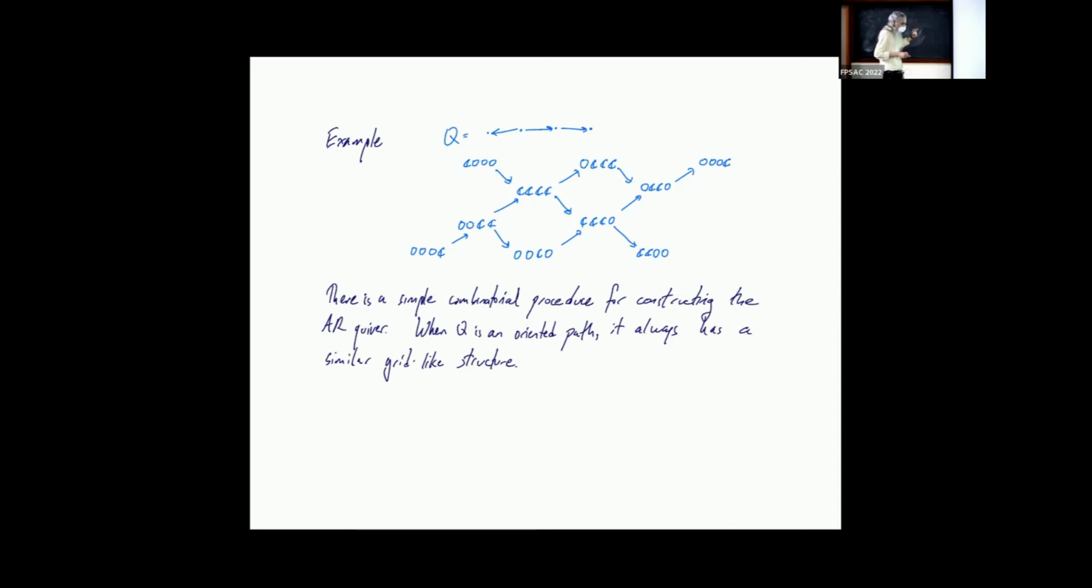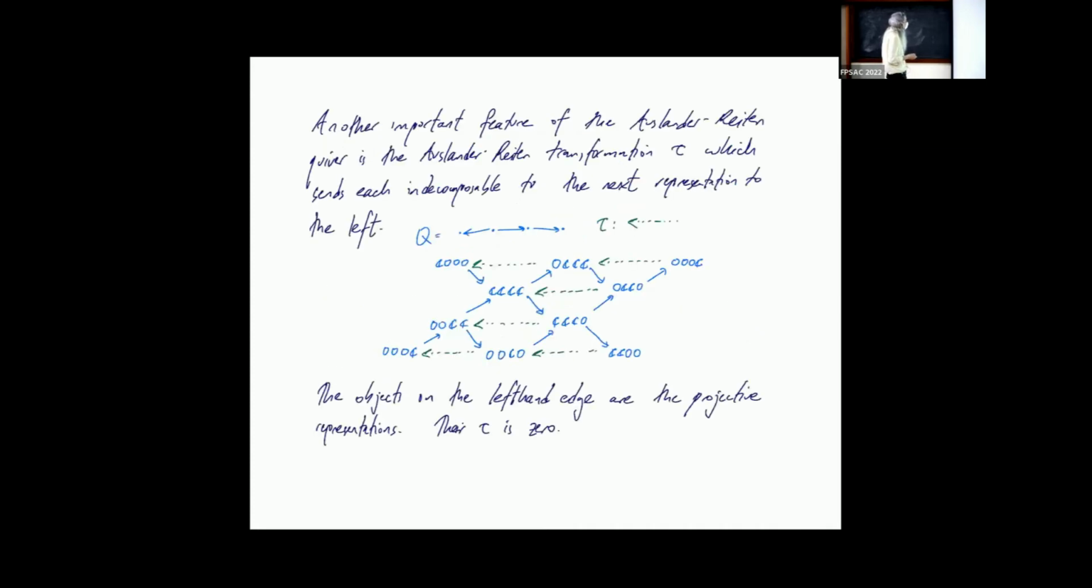You can write them down as fast as you can write. You can just list them off, which I find really cool. I don't need to look at the back of Bourbaki anymore. I can just write them down if I need to see them. So as I said, simple procedure. And in type A, it always has this kind of grid-like structure, which is maybe a little bit obscured in this picture because it's too small. I'll have a bigger example in a moment.